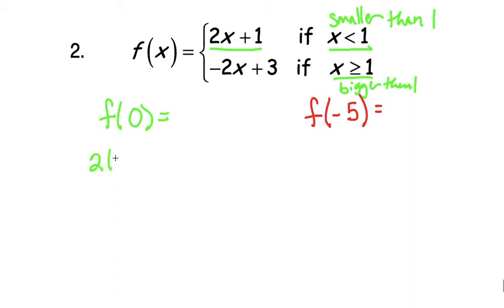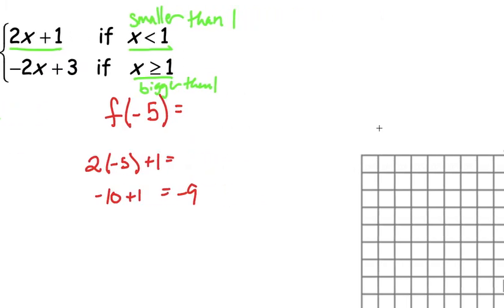So 2 times 0 plus 1 would be 1. Then, on the other side of it, f of -5. That again is smaller than 1, so I would plug it in. 2 times -5 plus 1, which is -10 plus 1, or -9. So evaluating with equations is pretty straightforward.